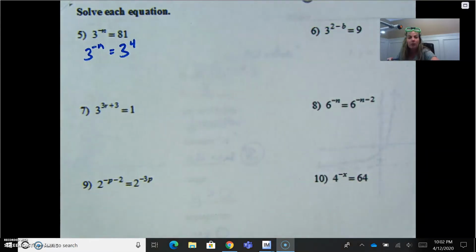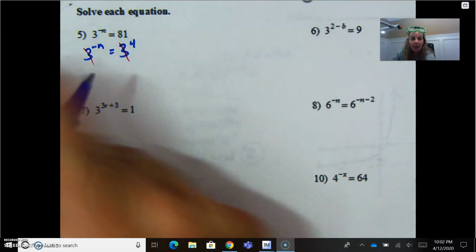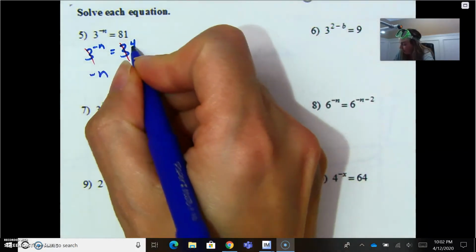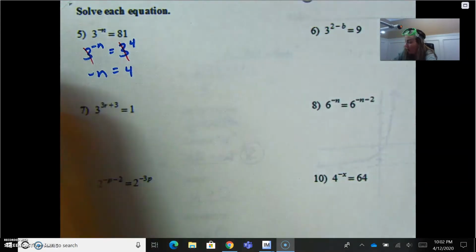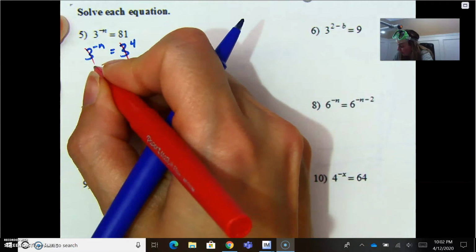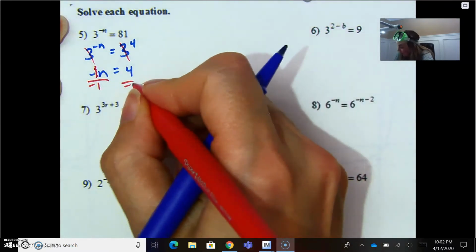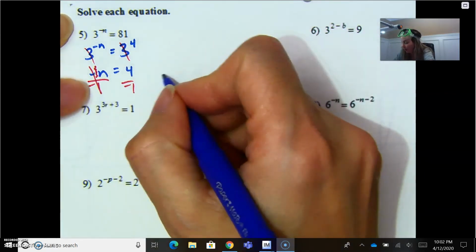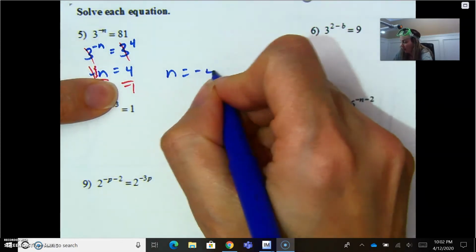Now that your bases are the same, you can bypass those 3's and focus on the powers, -n and 4. So to get n all alone, we got to get rid of this invisible -1. What you do to one side, you do to the other. Negative divided by negative is a positive. So you're just left with a positive n now. And then 4 divided by -1 is -4.